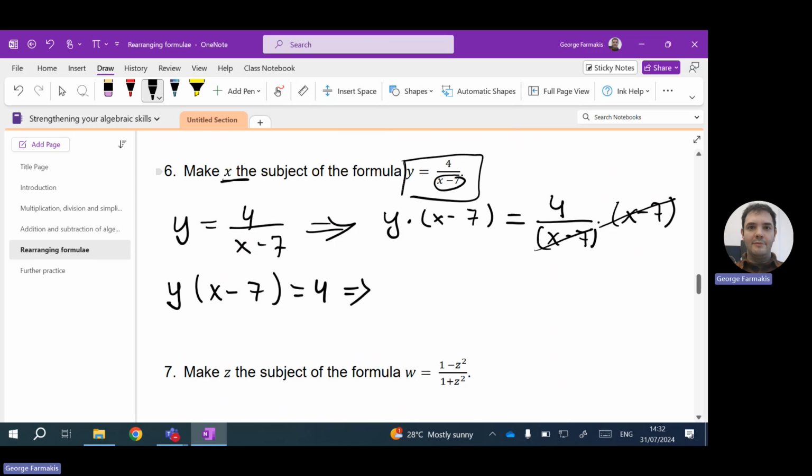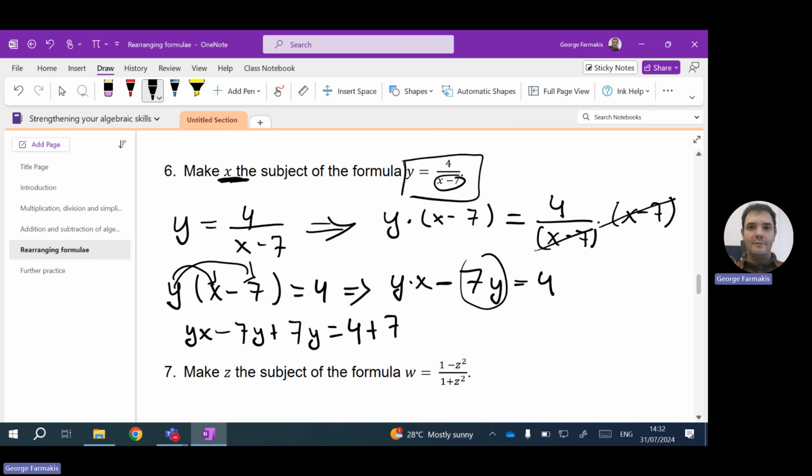We want to solve for x. We want to make x the subject. So let's expand the bracket. So we have y times x minus 7y equals 4. Okay, so y hits x, y hits 7. 7 times y does not depend on x, so I can take it to the other side. So I can add 7 times y to both sides. So yx minus 7y plus 7y equals 4 plus 7y. So this will give me 0. And I have y times x equals 4 plus 7y.